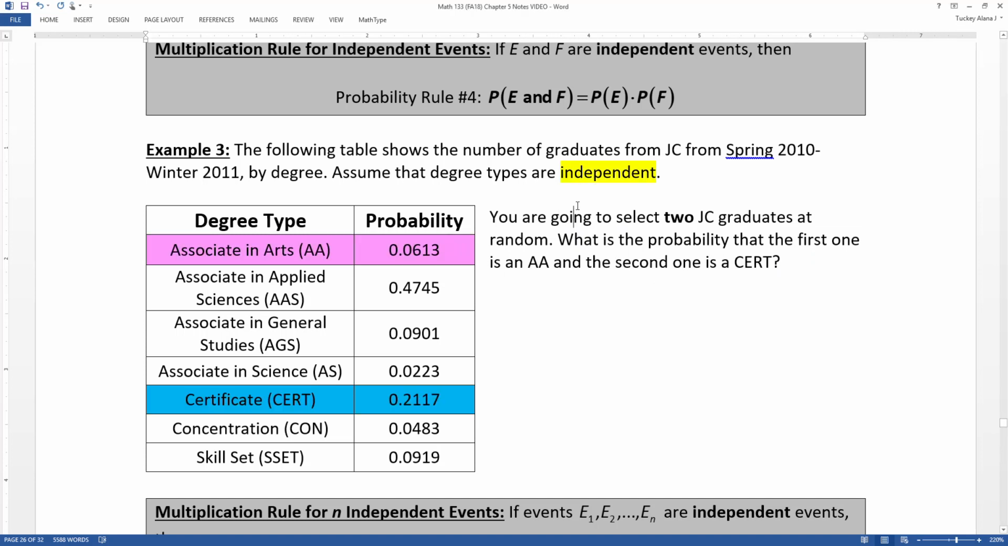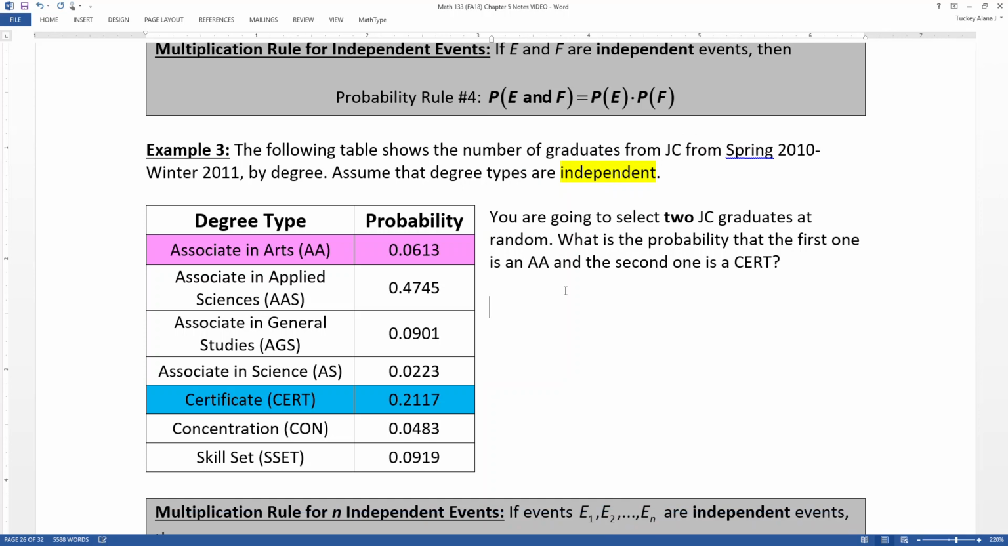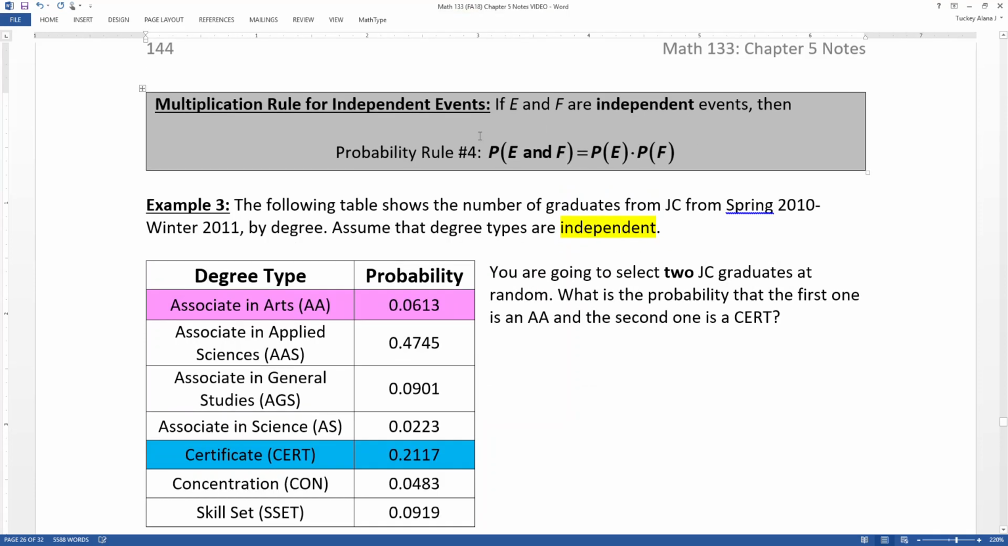Now you'll notice right up here it says assume the degree types are independent. You're selecting 2 JC graduates at random. You're assuming that one does not affect the other, right? One student's major choice does not affect the other. So the probability the first student is associate in arts is 0.0613, and the second student being certificate is 0.2117. Since they're independent, all you have to do is multiply those 2 numbers, and you'll have your final results.